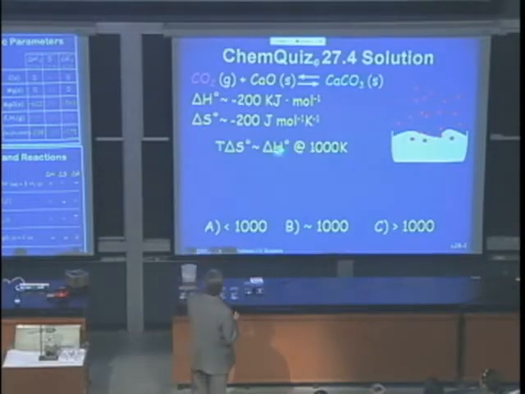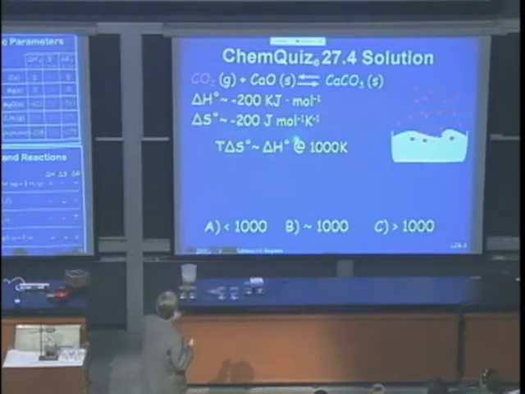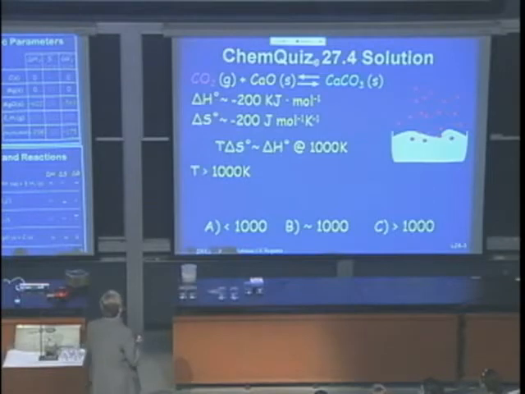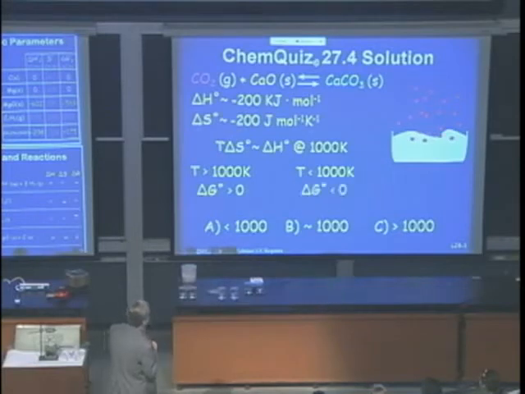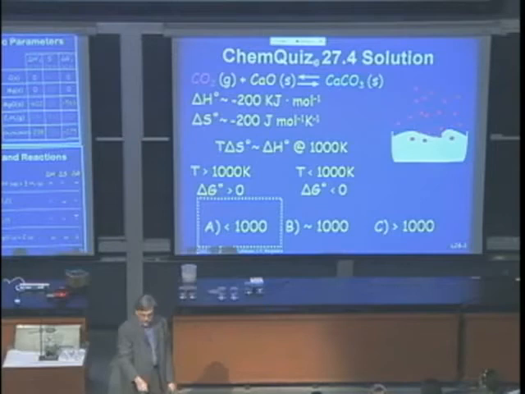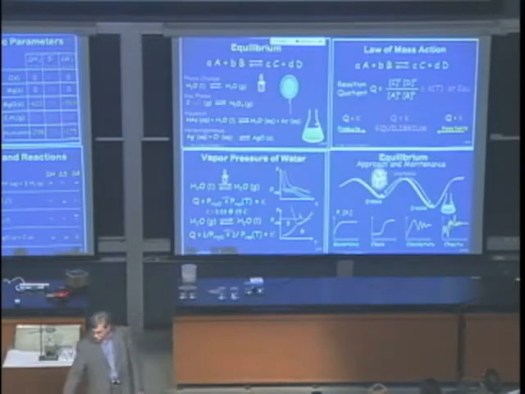So at 1,000 degrees, T times delta S is about delta H. It's not about, actually. It is delta H naught. And larger than 1,000 degrees, delta G naught is larger than 0. And in this case, below 1,000 degrees, it would be smaller than 0. And this was the answer. Okay? Good. Let's do something else now.